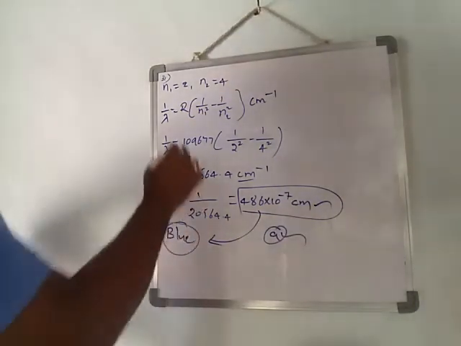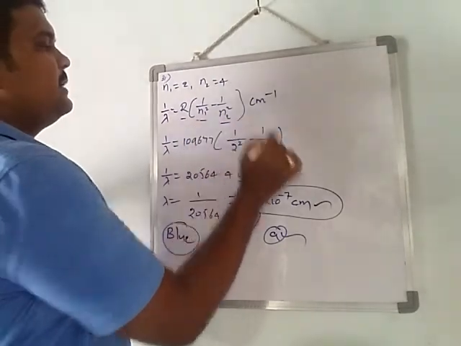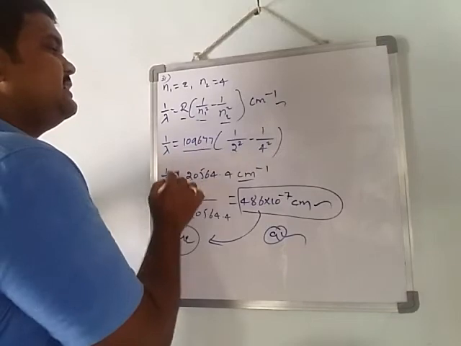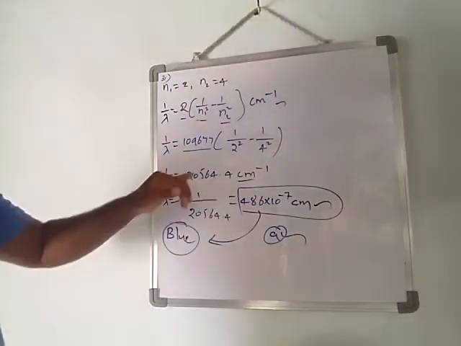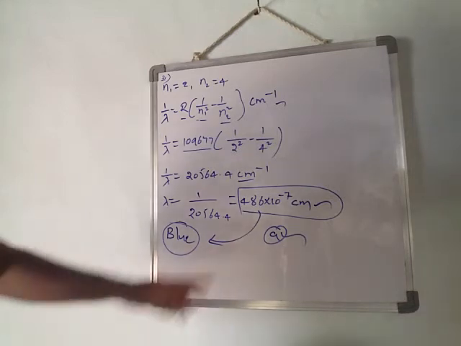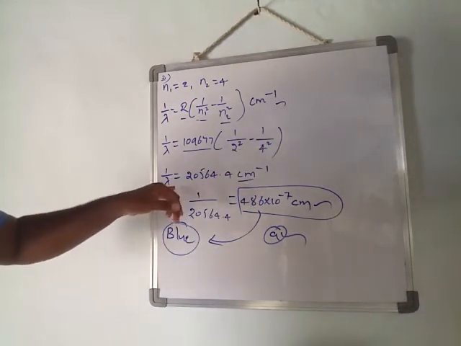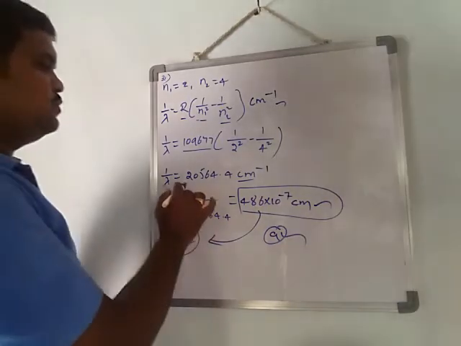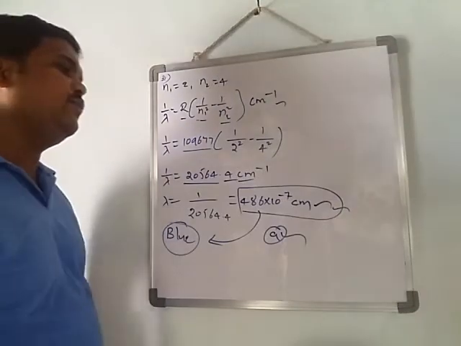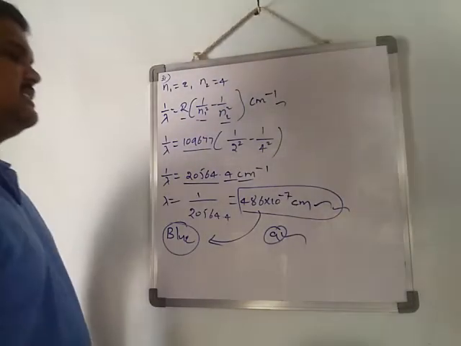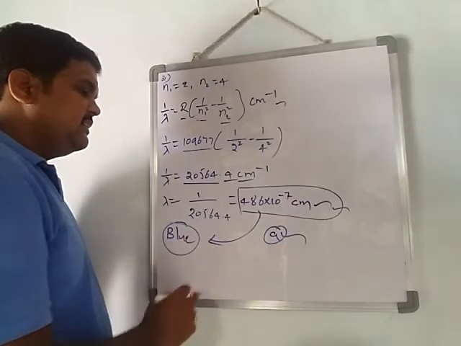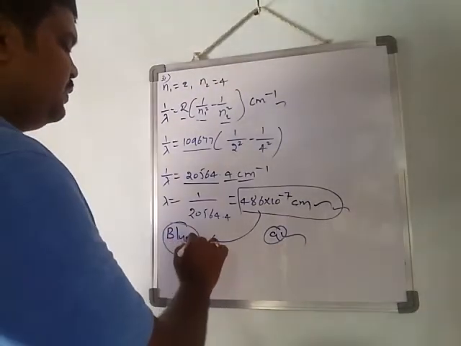See that 1 by lambda is equal to R(1 by n1 square minus 1 by n2 square) centimeter inverse, that is 109677 into (1 by 2 square minus 1 by 4 square), that is equal to 20564.4 centimeter inverse. If you do this calculation, nearly you will get 486 into 10 to the power of minus 7 centimeter. This comes under visible region, that is blue color.